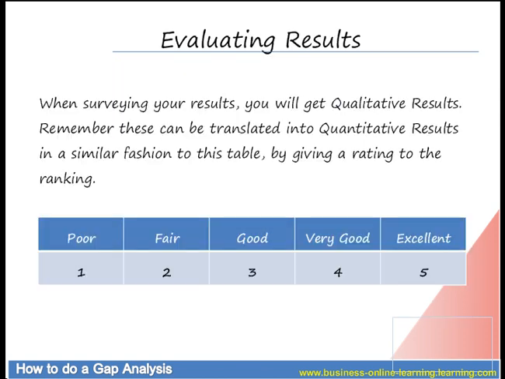Remember also, when you're evaluating your results, you will get qualitative results. These can be translated into quantitative results in a similar fashion to this table, by giving a rating to the ranking. For example, if you have a ranking of poor, you can give it a rating of 1. Equally, fair can be denoted as 2 points, good 3 points, very good 4 points, excellent 5 points, etc. This will help you to assess the progress of the improvement measures far better.